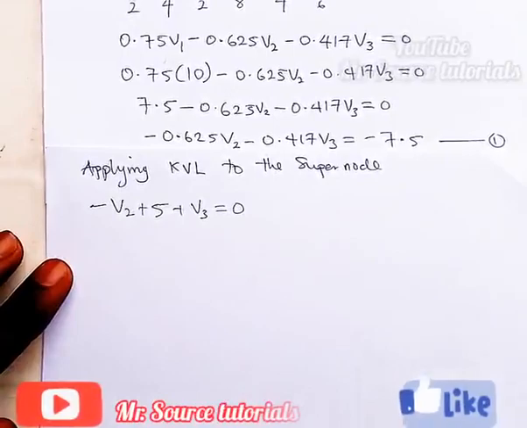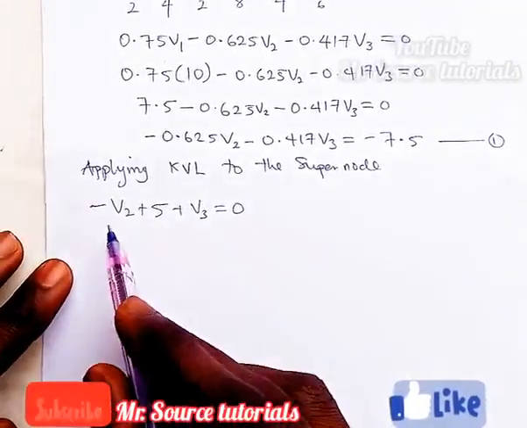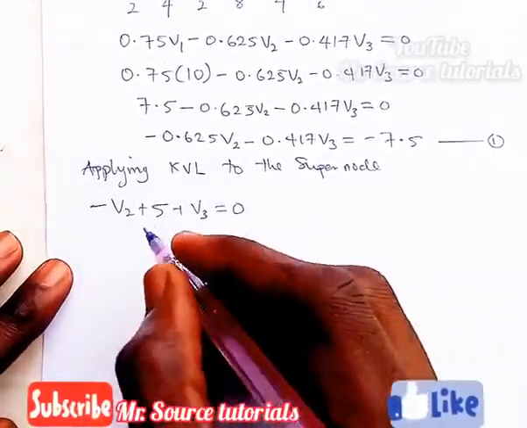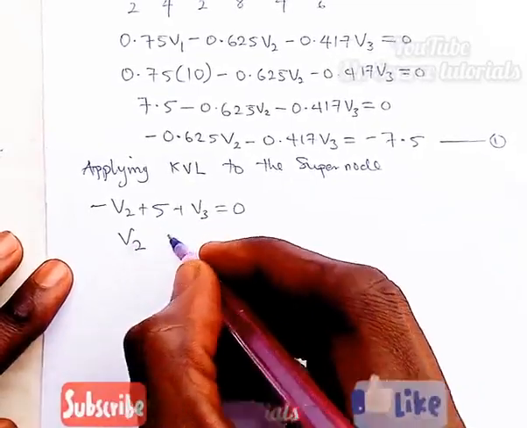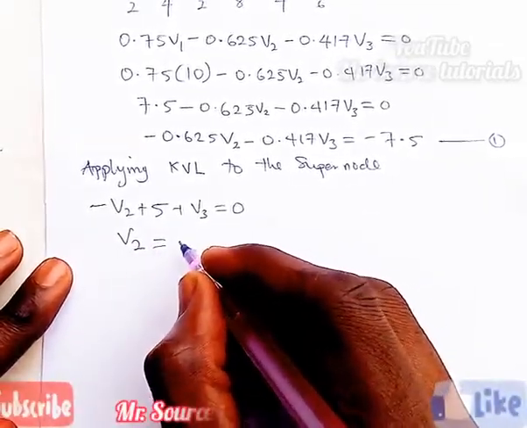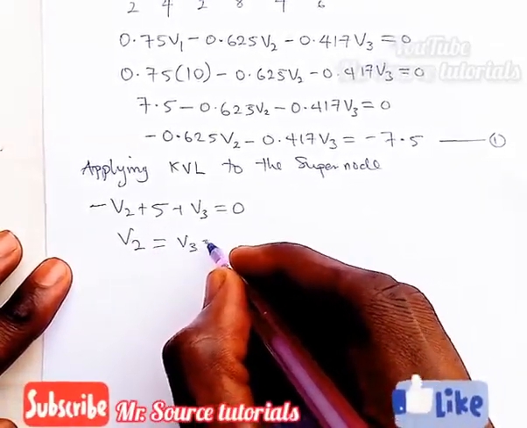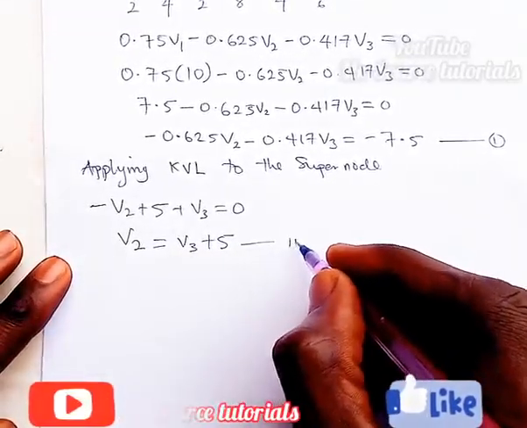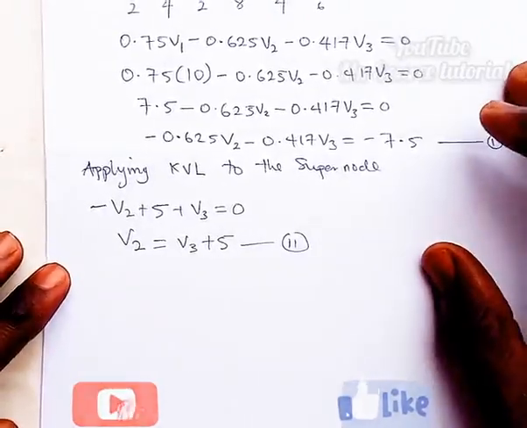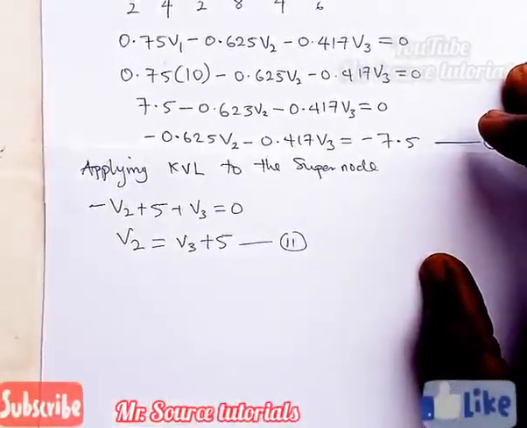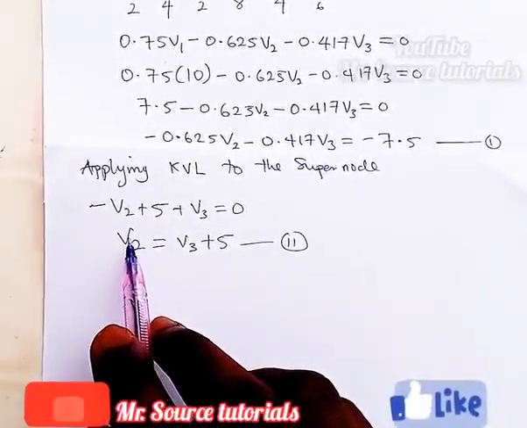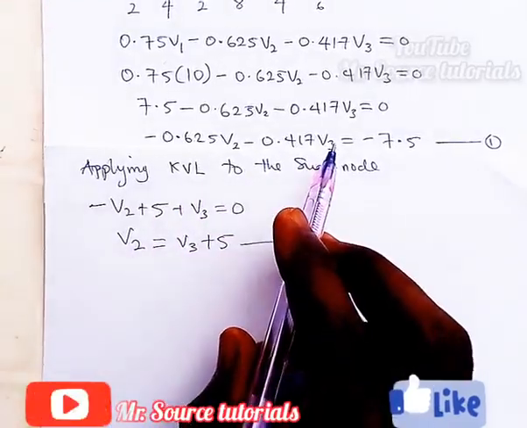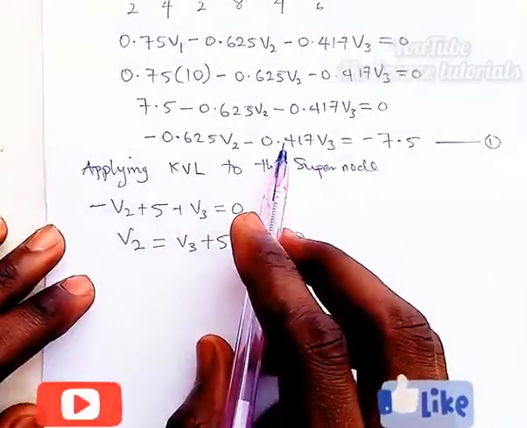So we can make any of these the subject of the formula. I choose to make V2 the subject. So V2 will be equal to V3 plus 5. I call this my equation 2. See that? Now you're going to put the value for V2 inside equation 1.